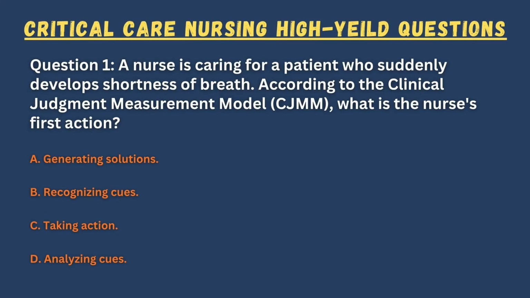Question 1. A nurse is caring for a patient who suddenly develops shortness of breath. According to the Clinical Judgment Measurement Model, CJMM, what is the nurse's first action? A. Generating solutions. B. Recognizing cues. C. Taking action. D. Analyzing cues.